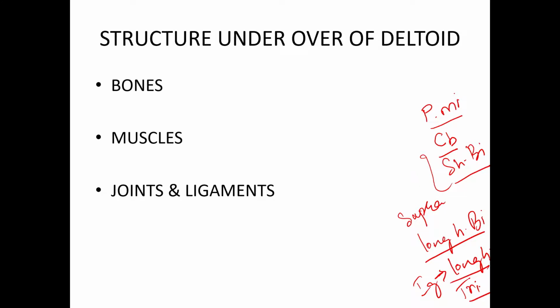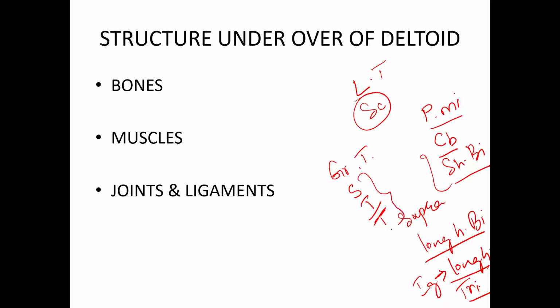Other than these muscles, the muscles which are attached to the upper end of the humerus: the muscle attached to the lesser tubercle, that is the subscapularis. The muscles attached to the greater tubercle, what are they? That is supraspinatus, infraspinatus, and the teres minor muscle.